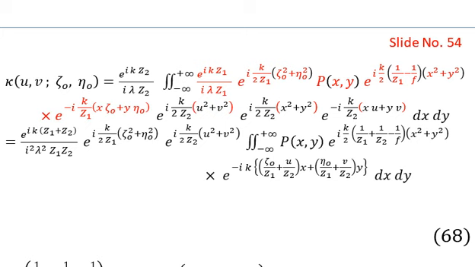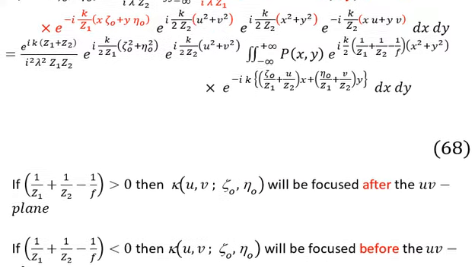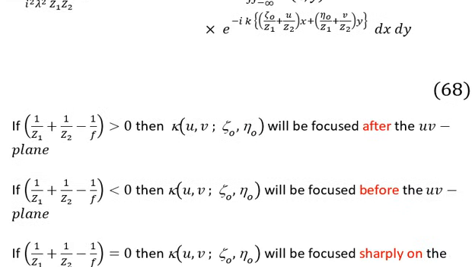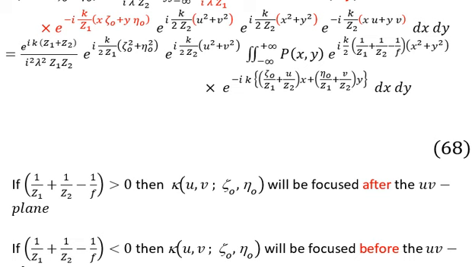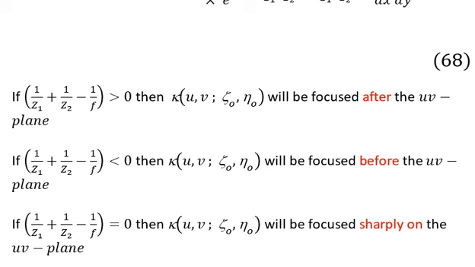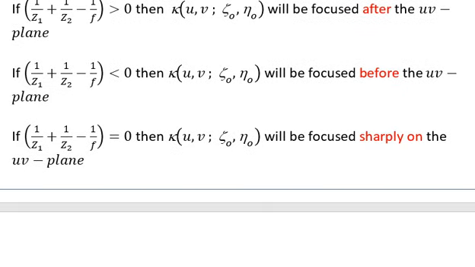Now we want to set some modifications, or some suggestions, for equation number 68. For example, if 1 over z1 plus 1 over z2 minus 1 over f is greater than 0, this expression within the integral, then kappa will be focused after the uv plane. And if 1 over z1 plus 1 over z2 minus 1 over f is less than 0, then kappa will be focused before the uv plane. And if it is equal to 0, then kappa will be focused sharply on the uv plane.